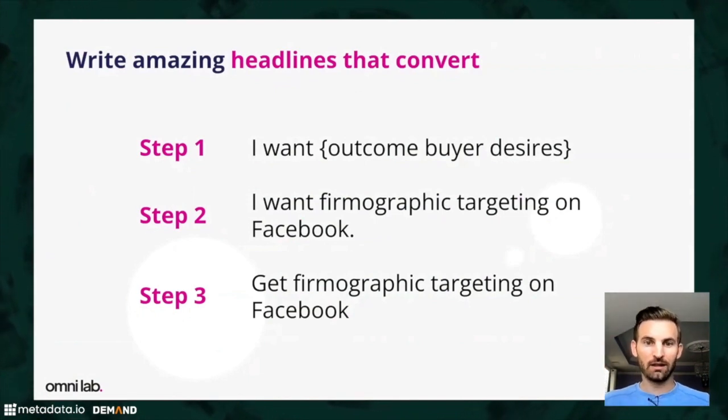So for example, I want firmographic targeting on Facebook. That might be something that I want, right? And if I do, then that's great. And maybe what I can do from there is move to step 3 and say, okay, cool, I'm going to remove the pronoun I. In this case, I didn't use the word you, but a lot of times it's really great to use you, because I'm focusing the attention back on you, the user, the buyer, the person seeing the ad. In this case, I just dropped the I want and put in more of an action verb, like get firmographic targeting on Facebook. Boom, that's what I want.